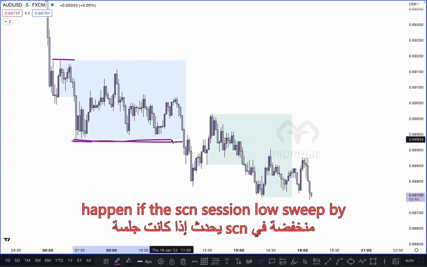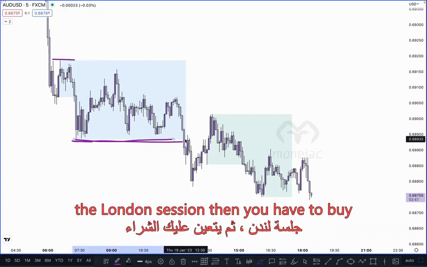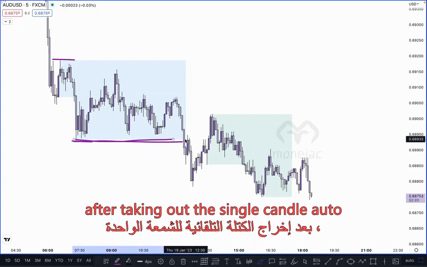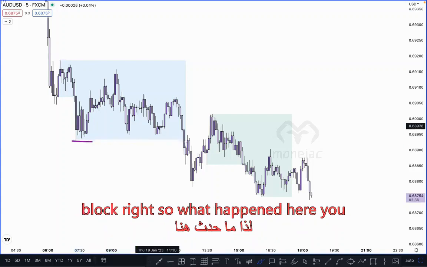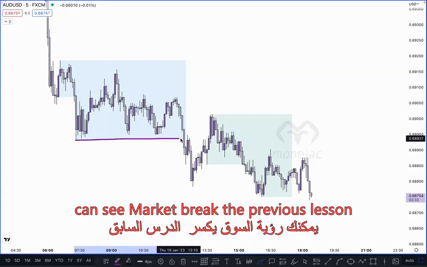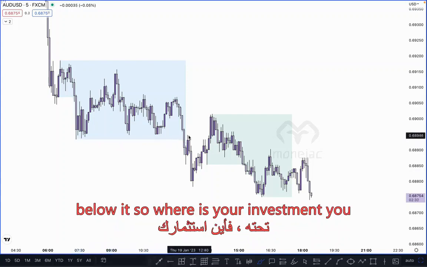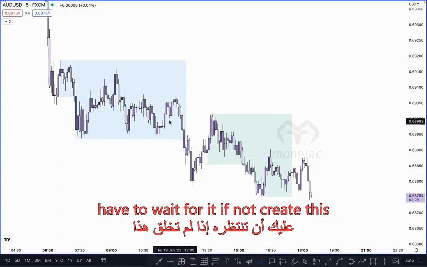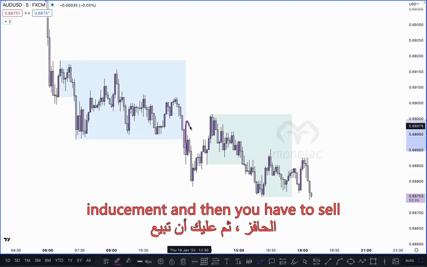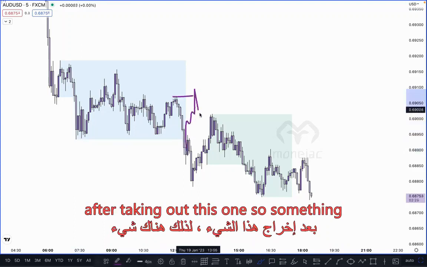What happens if the Asian session low is swept by the London session? Then you have to buy after taking out the single candle order block, right? So what happened here? You can see the market broke the previous session low and the candle closed below it. So where is your inducement? You have to wait for it. If not, create this inducement and then you have to sell after taking out this one, something like this.